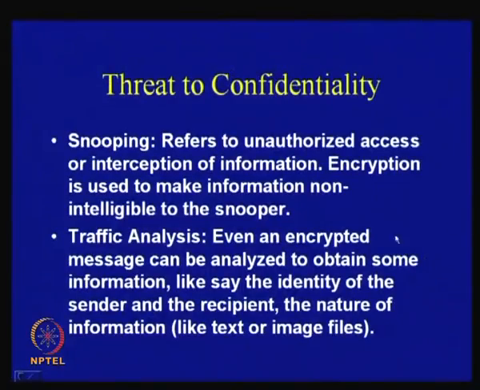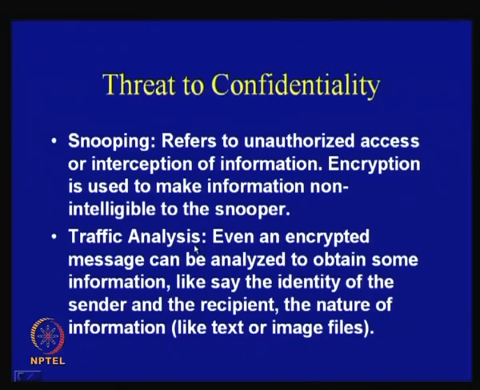What is normally done is that this message of "dear Alice" is encrypted, so that it is made unintelligible. Even if Eve has access to this network, he or she does not understand the content of the information. So encryption is used to make information non-intelligible to the snooper, who does not have an idea about the actual content which is being transferred.